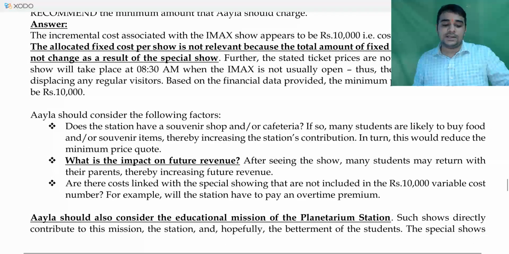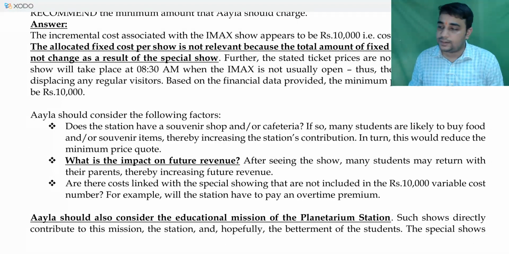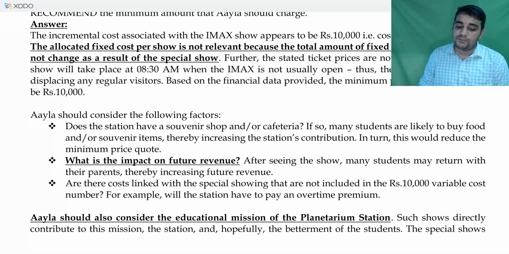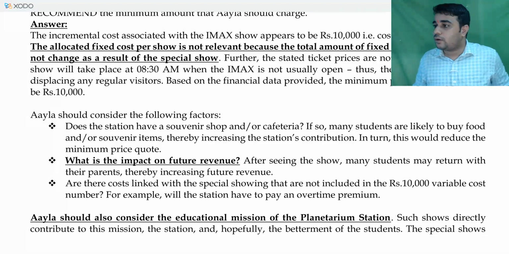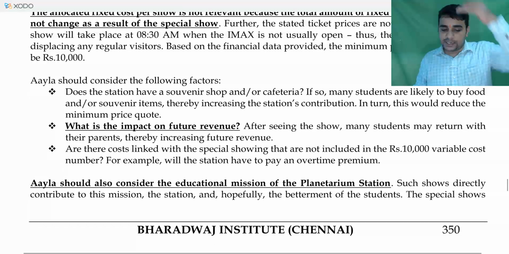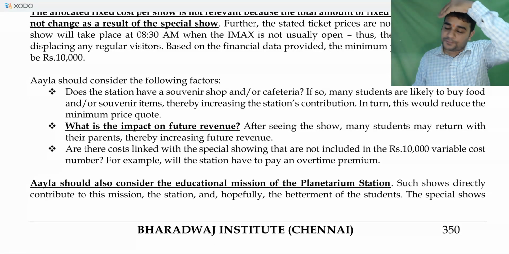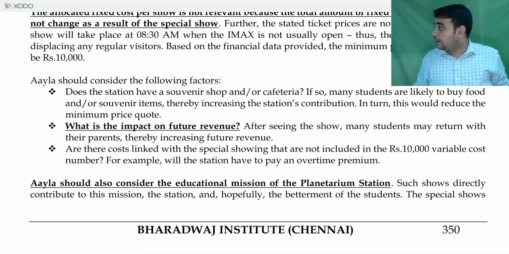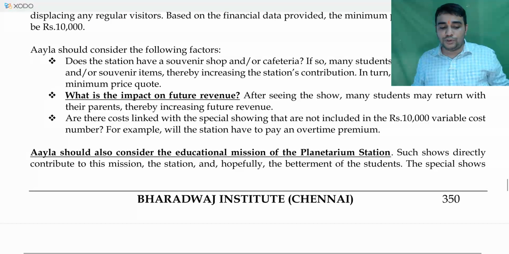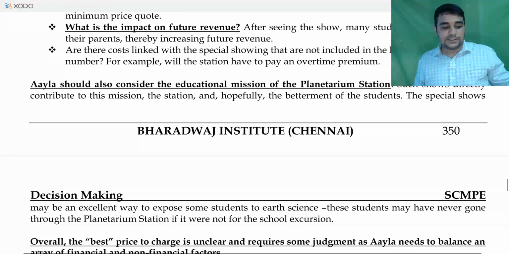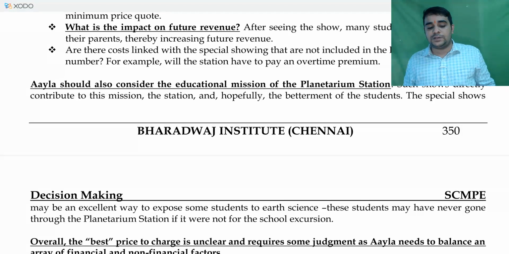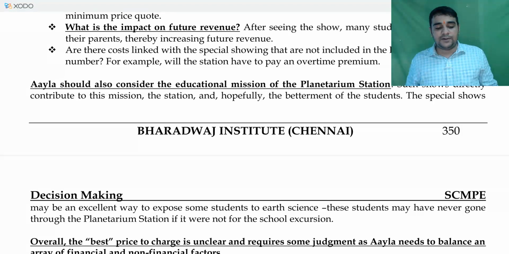Are there costs linked with the special showing not included in the 10,000 variable cost number? For example, will the station have to pay an overtime premium to its employees? It's not only overtime premium, it could be any other cost as well. ILA should also consider the educational mission of the planetarium station. Such shows directly contribute to this mission, and hopefully to the betterment of the students. The special show may be an excellent way to expose some students to earth science. These students may have never gone to a planetarium station if it were not for the school excursion.